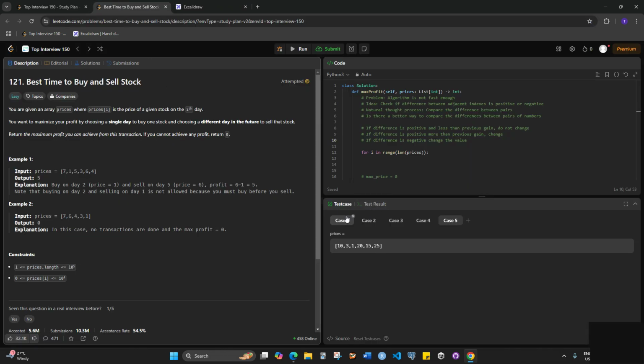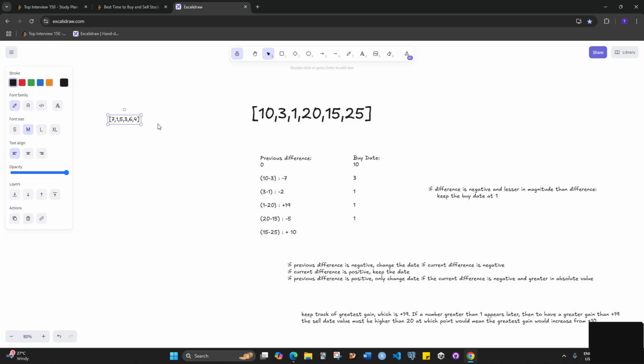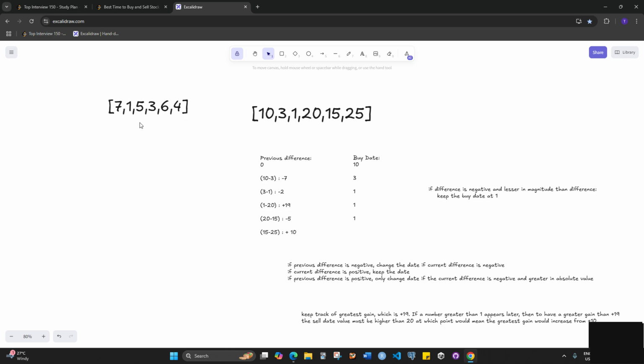Okay, so let's try it with a simpler example like this one over here. So 7, the previous difference is 7 to 1, it's minus 7, so I change the buy date to 1. 1 plus, so it's a plus 4 gain, cool, keep it there. 5 minus 3 is 2, so whatever, the buy date is still there. 1 plus 6 is 5, so we're going to keep it there. 6 minus 2, we don't change it. So then the maximum profit is going to be plus 19.